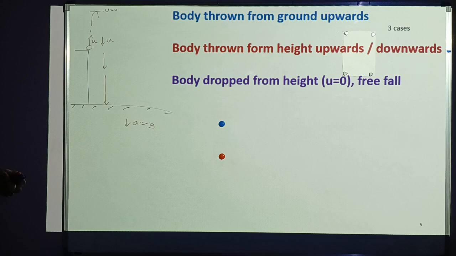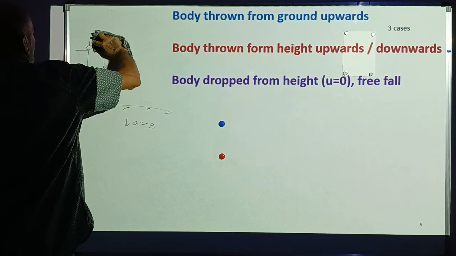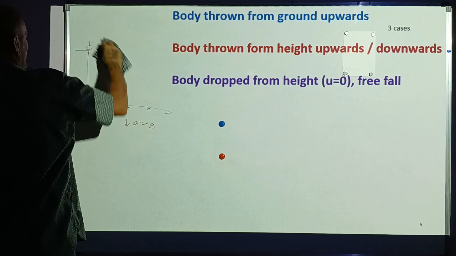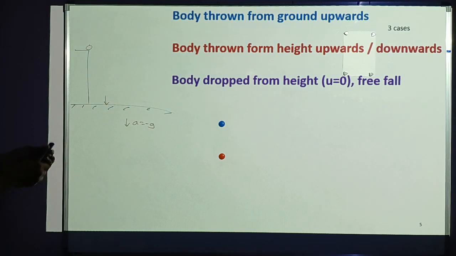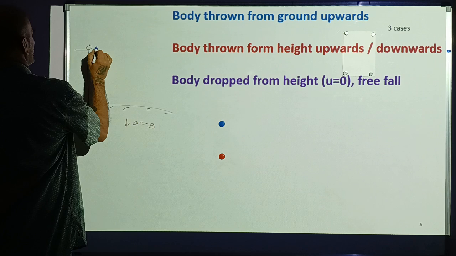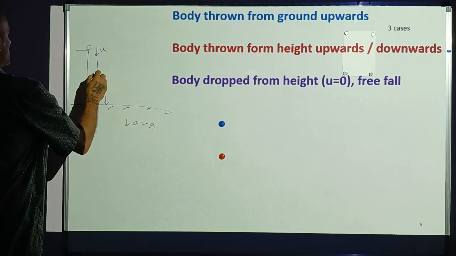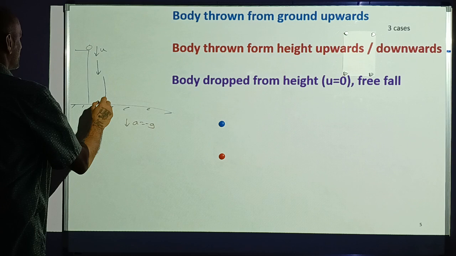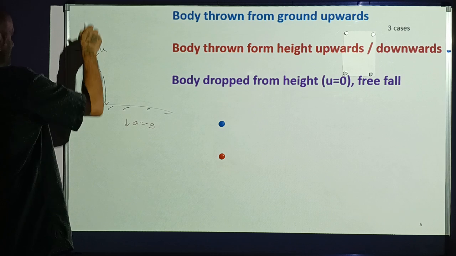Instead of that, you can also throw downwards from a height, giving an initial velocity u. So as it comes down, the velocity will increase, and if it hits the ground, it will hit with the maximum velocity. So here there is no turning back, just falling down.